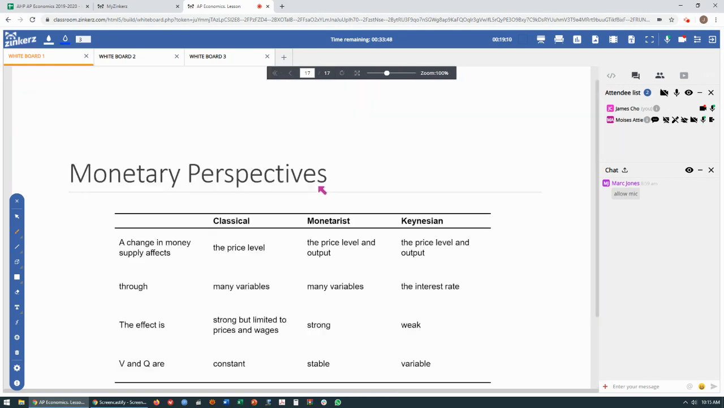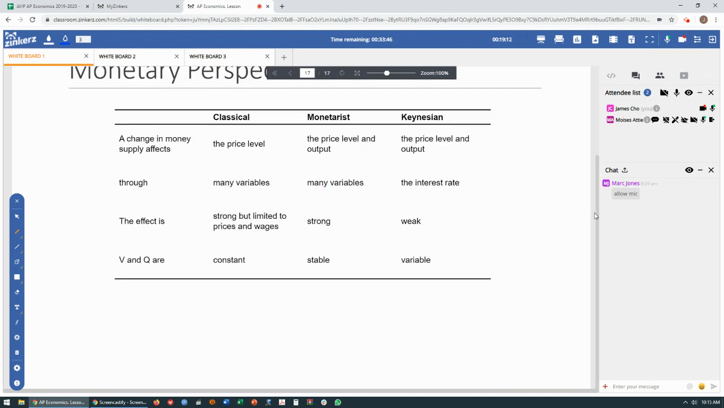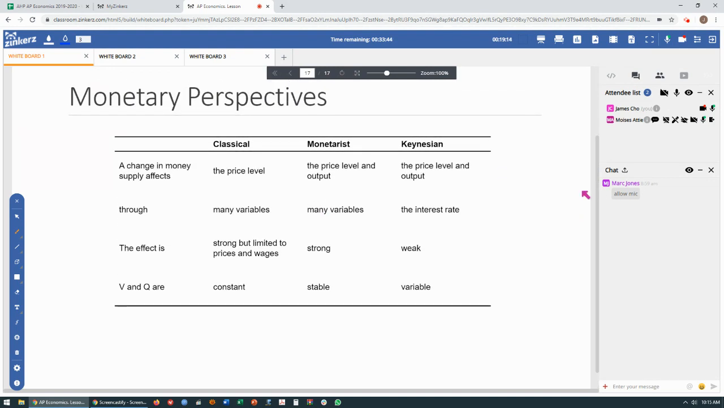Good. Nice little summary table here. A change in the money supply, for the classical economists, is just going to affect the price level. For the monetarists and the Keynesians, yes, it will affect the price level, but it is going to affect output a little bit. The monetarists believe this is a lot. The Keynesians believe this is very, very minimal.